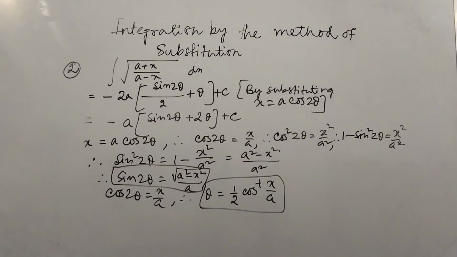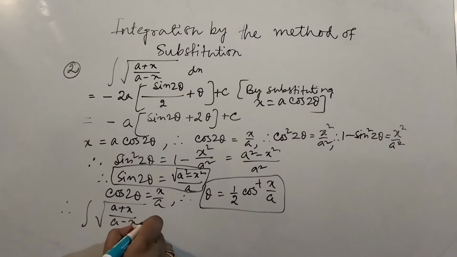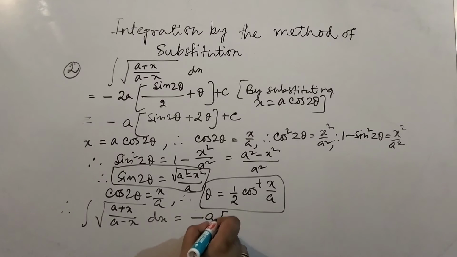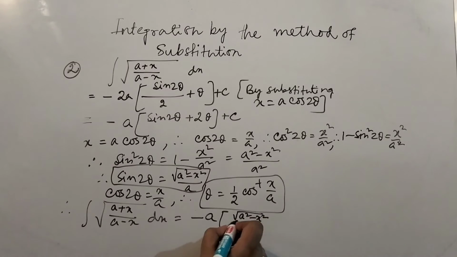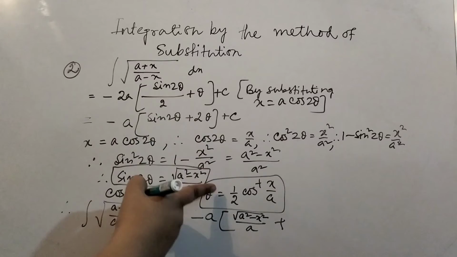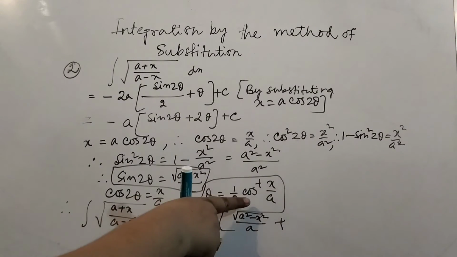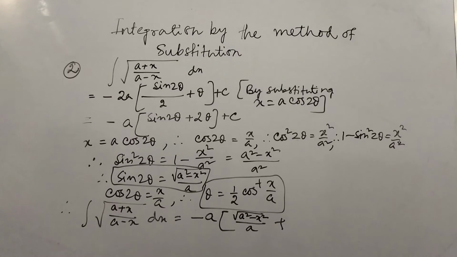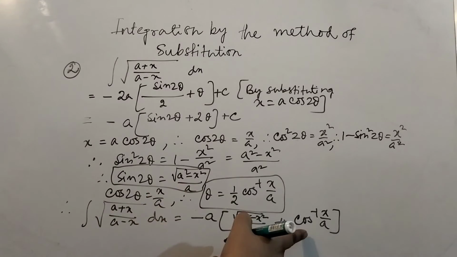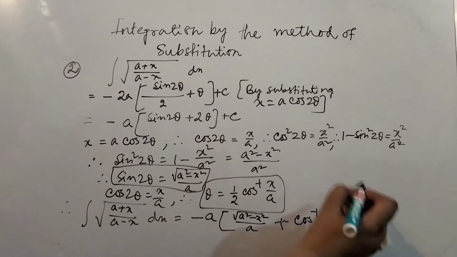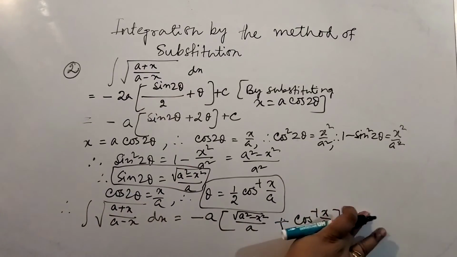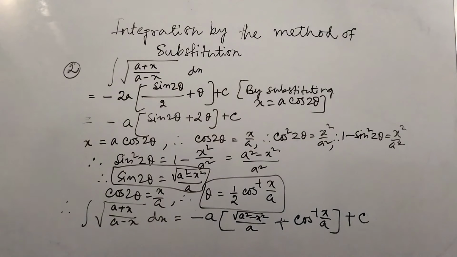So let's do this. So finally we get integration root over (a plus x) by (a minus x) dx is equal to minus a within bracket (sine 2 theta means root over (a square minus x square) by a plus 2 theta means this theta will be represented in terms of this, and hence 2 theta means it will be simply cos inverse x by a, because 2 into half will be cancelled) and hence it is cos inverse x by a plus the constant of integration, and hence we have found the result of integration so easily by this substitution.